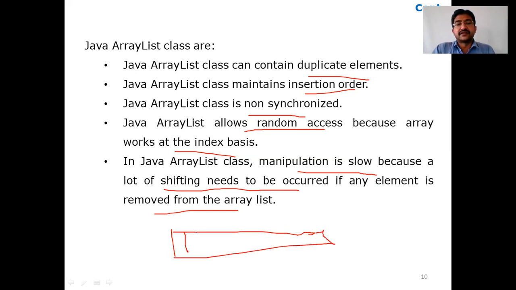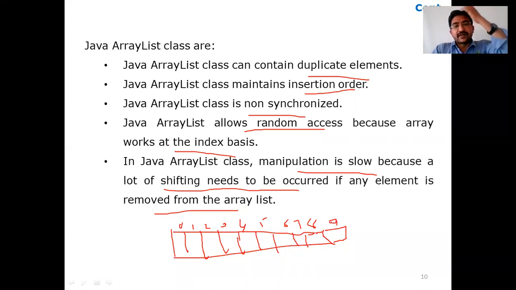Now this is 1, 2, 3, 4, 5, 6, 7, 8, 9, 10. 10 elements are there. So this is a 0 index, right? So this is 1, this is 2, this is 3, this is 4, this is 5, this is 6, this is 7, this is 8, 9. 10 elements in the sense means what? From 0 to 9.